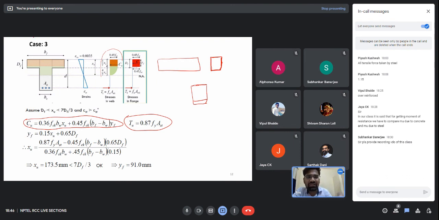We have converted this block into an equivalent rectangular block which is of depth YF. So you can play with it, you can equate the area of these two and calculate the YF. This is the same for both, and this is equal to 0.45 fck. You can equate the area of these two and find YF. It is easy. Any other doubt?